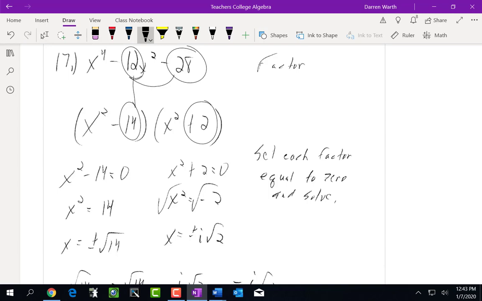Okay, once I've done that, I take each factor: x squared minus 14, I set equal to 0. I take x squared plus 2, which also equals 0. So I add 14 to both sides, and I get x squared equals 14.